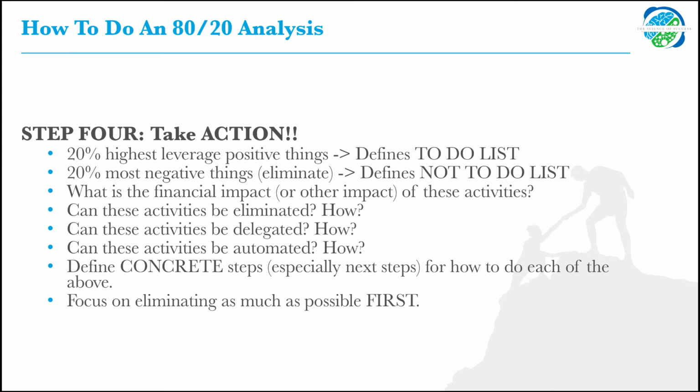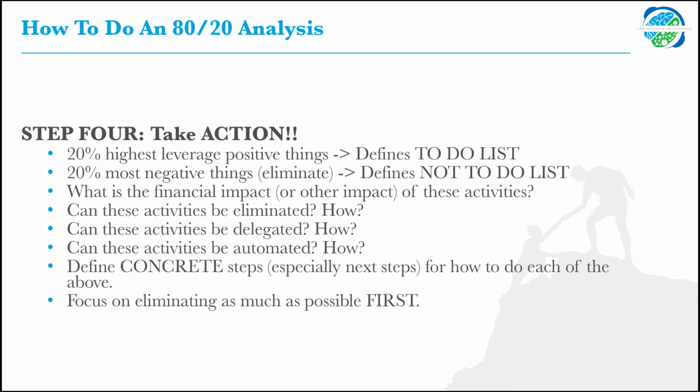And you can also apply that in a positive context and ask yourself, what is the financial impact of the most positive things, right? There's usually a few really critical things and activities that create most of the financial positive results in your life. Then you want to ask yourself, how can these activities be eliminated? How can they be delegated? How can they be automated? These are critical questions. You want to really dig down and try to find the answers.